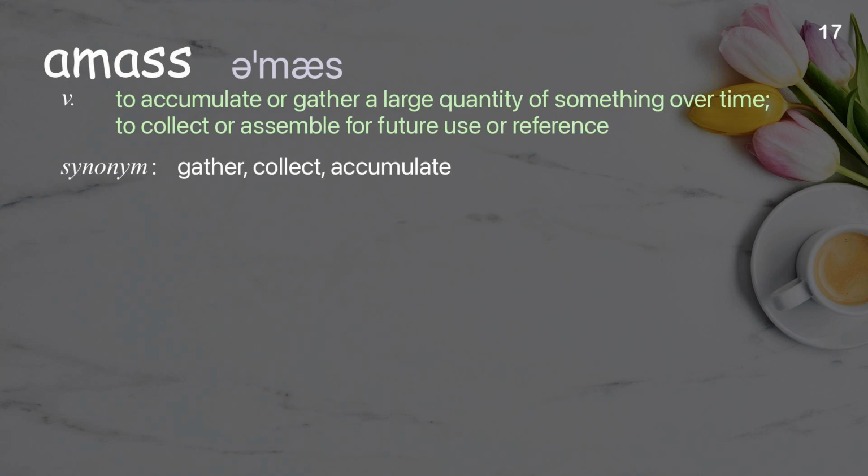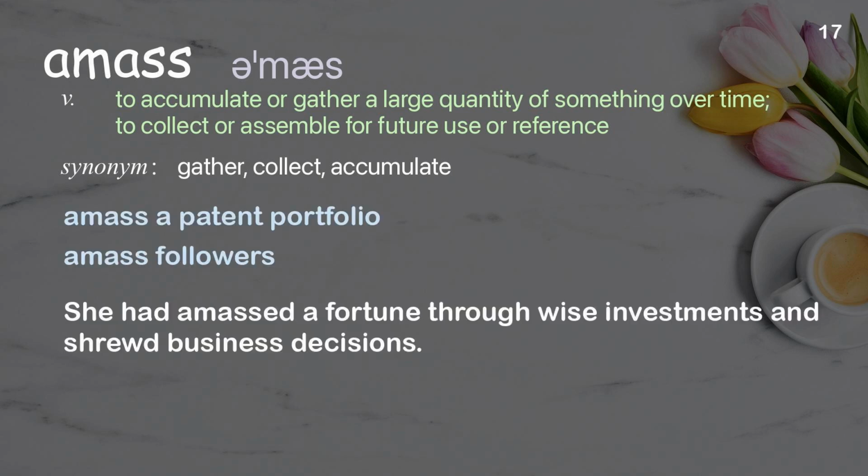Amass. To accumulate or gather a large quantity of something over time, to collect or assemble for future use or reference. Examples. Amass a patent portfolio. Amass followers. She had amassed a fortune through wise investments and shrewd business decisions.